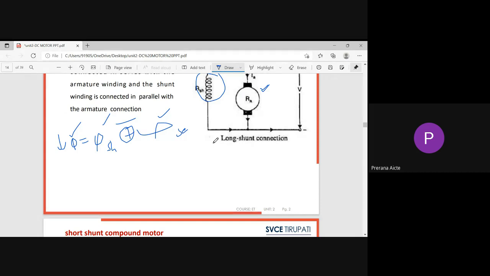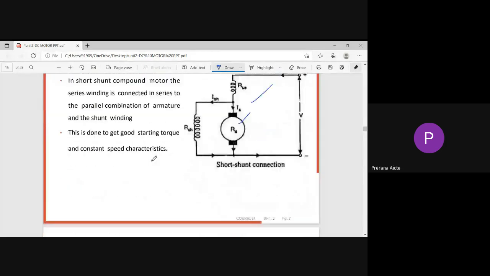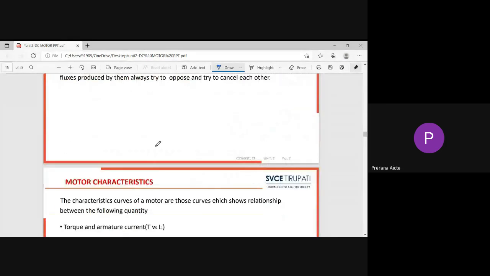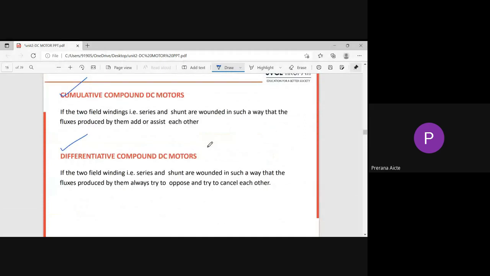Here, the shunt field flux and the series field flux are in opposite directions. Once we reverse the series field connections, the flux produced by the series field opposes the shunt field flux. Automatically, the resultant flux developed under loaded condition is reduced. This type of motor we call a differential compound motor. That is the basic difference between the differential compound motor and the cumulative compound motor.